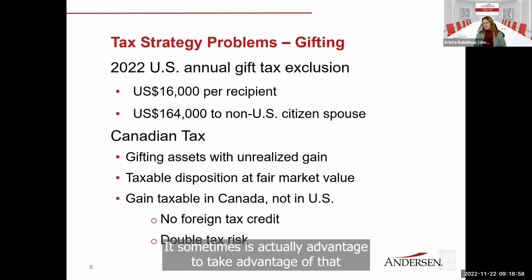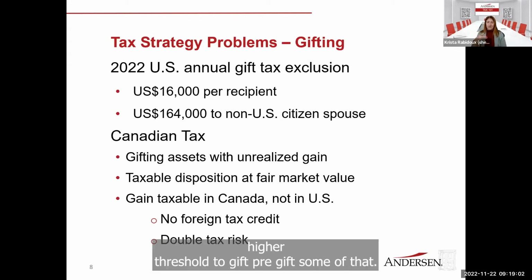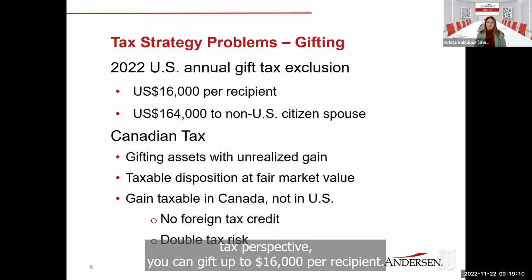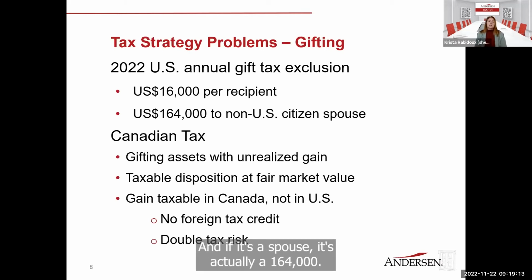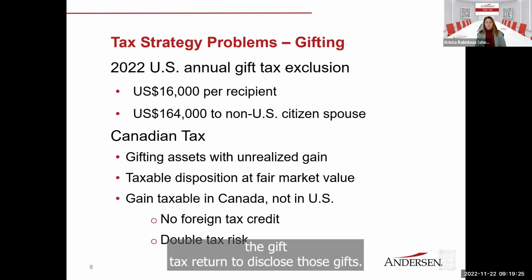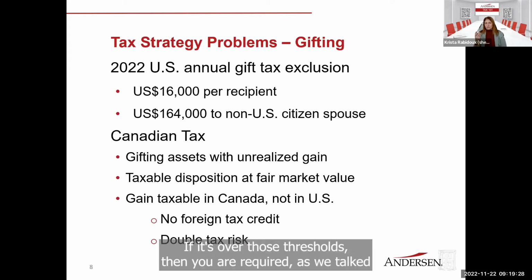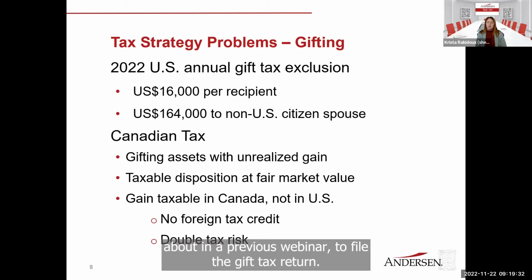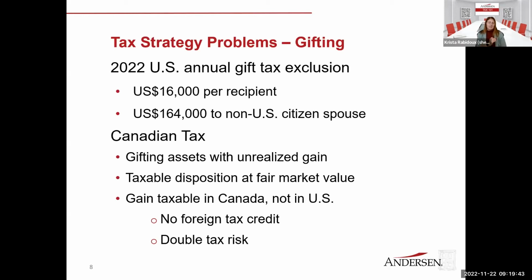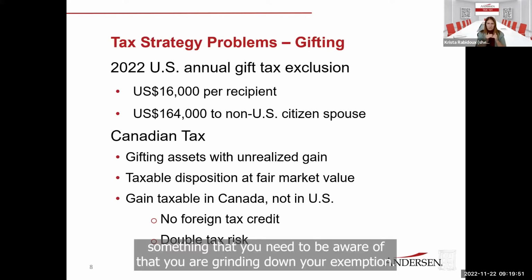And when it's high, it is sometimes an advantage to take advantage of that higher threshold to pre-gift some of that. Now, from a US tax perspective, you can gift up to $16,000 per recipient, and if it's a spouse, it's actually $164,000. That threshold is mainly for reporting purposes. So if your gifts are under that threshold, you don't actually have to file a gift tax return to disclose those gifts. If it's over those thresholds, then you are required, as we talked about in a previous webinar, to file the gift tax return. And as Philip alluded to earlier, it grinds down your lifetime exemption for estate tax. So you can use it in advance, but you need to be aware that you are grinding down your exemption now.